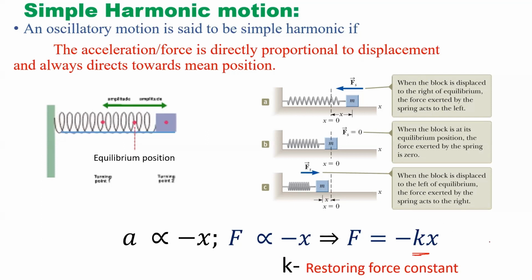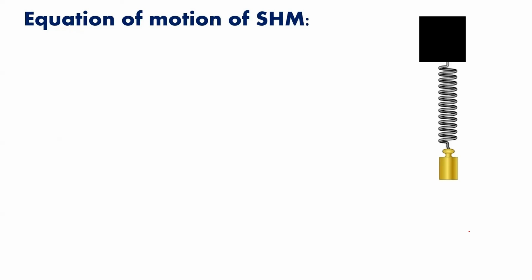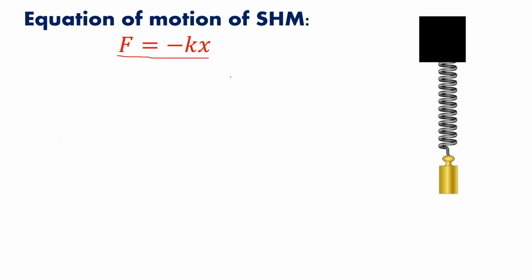Now we are going to write the equation of motion of a simple harmonic oscillator. So now we discussed already, the force is directly proportional to minus x, and the proportionality is replaced by the constant k, known as the restoring force constant here, F equals minus kx.